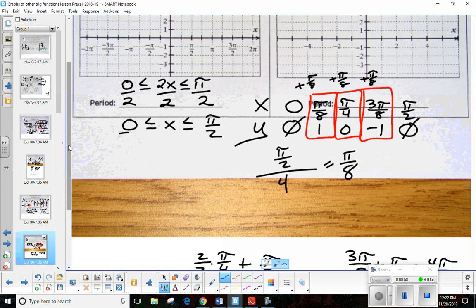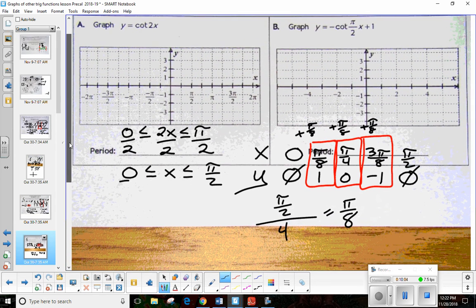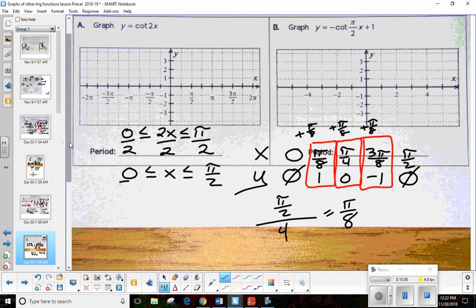But there's two of these that look a little weird. Like we were talking about yesterday, how would I graph a 0, comma undefined? That tells me where the asymptotes are going to be. So I have an asymptote at 0, and the other asymptote is pi over 2. Is everybody okay with that? Now the other three, we just go ahead and plot.